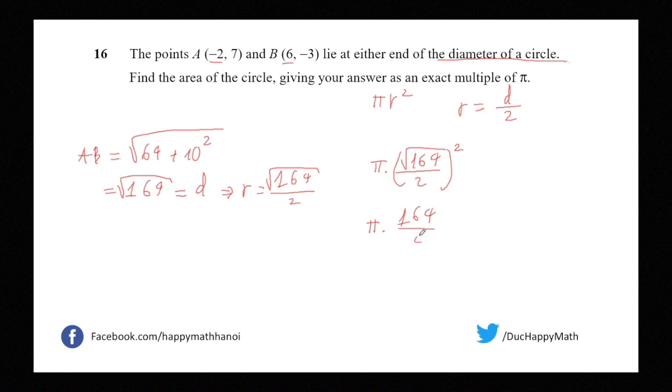(164) divided by 4, so equal to 5 pi times with 41. Okay, pi times with 41 is the final result, the area of the circle.